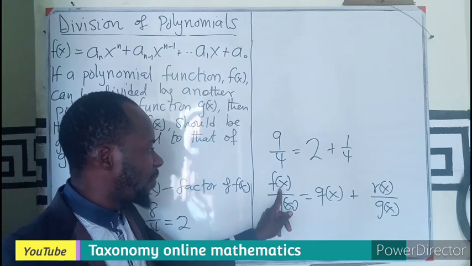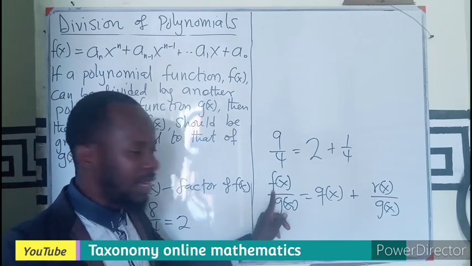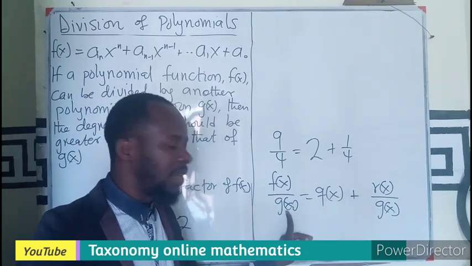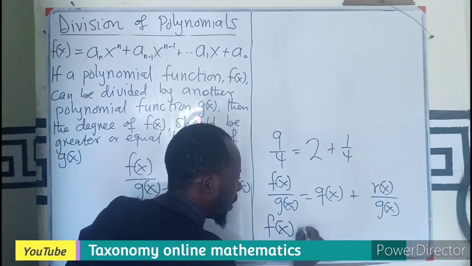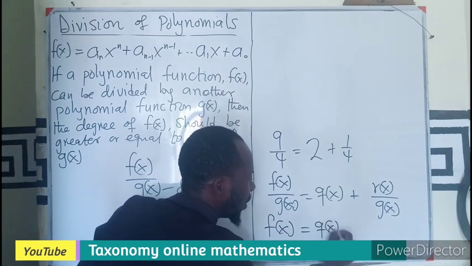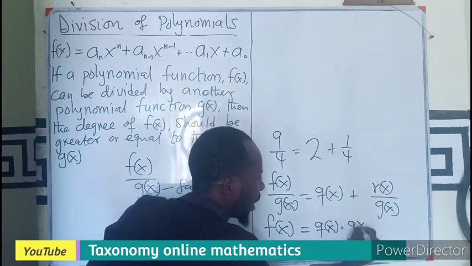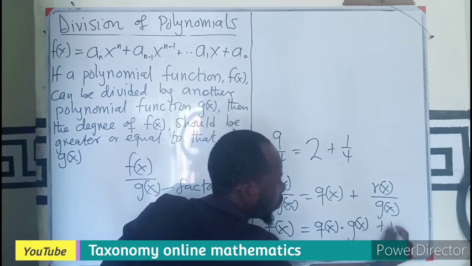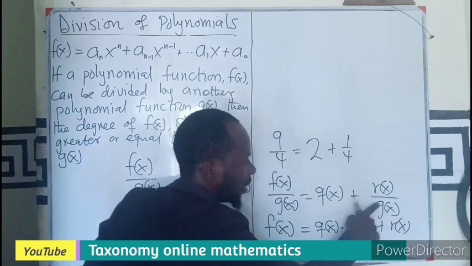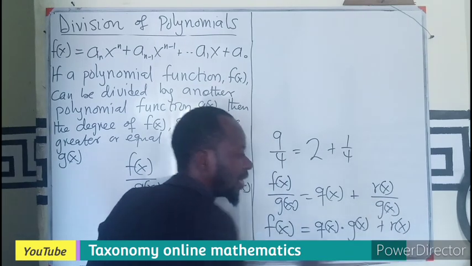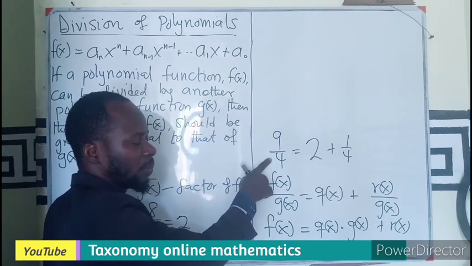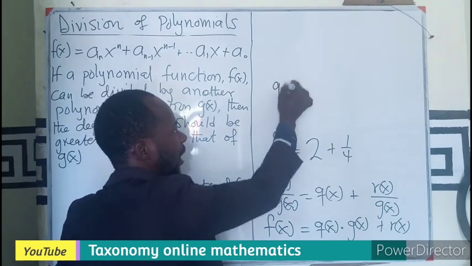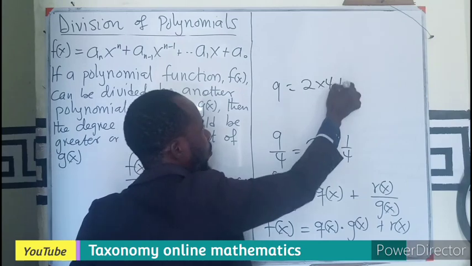In this case, if I want to maintain the f of x, I can multiply through by g of x. Meaning if I multiply, I get f of x equals quotient times the divisor plus what? The remainder. Don't forget, if you multiply here by g of x, it cancels, as we can see here. As in the case of this, multiplying through by 4 will be 9 equals 2 times 4 plus what?